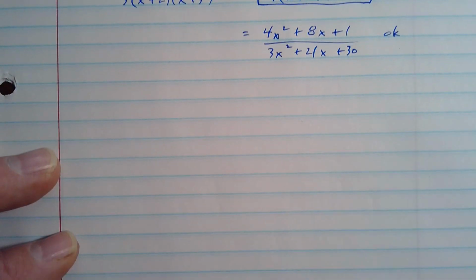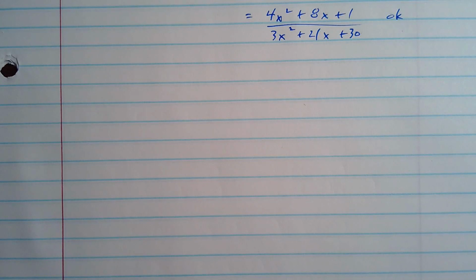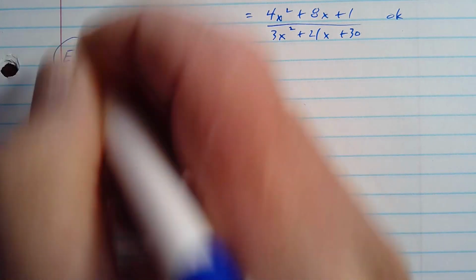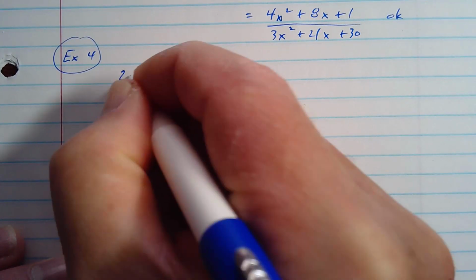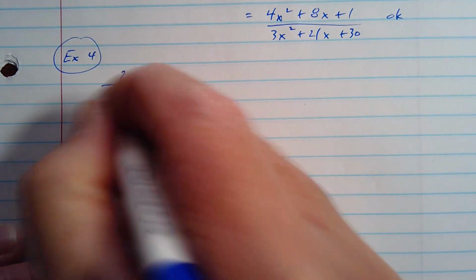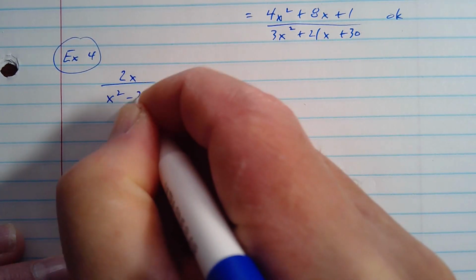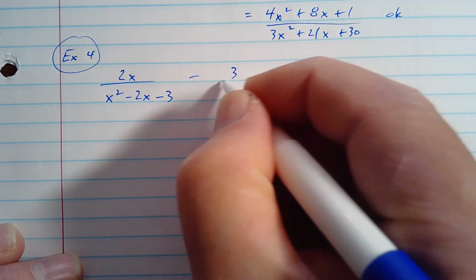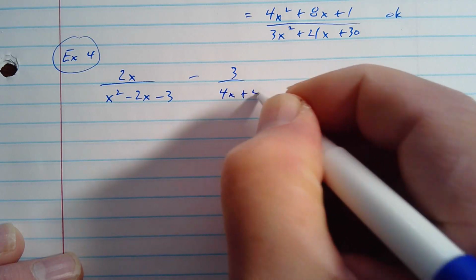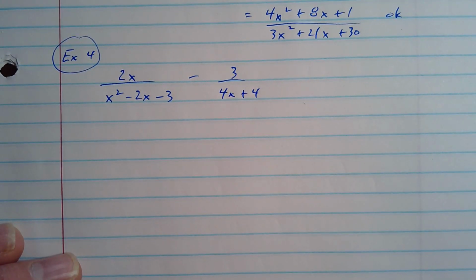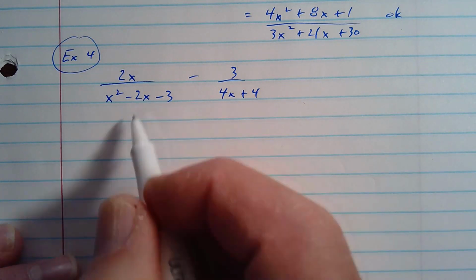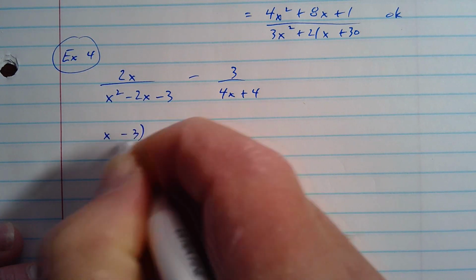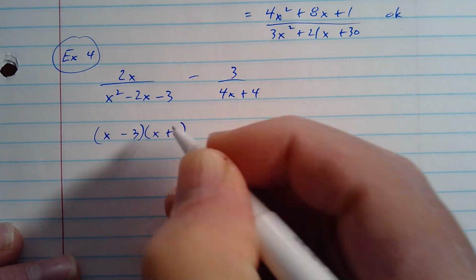Okay, last example of this type, dealing with the same idea but subtraction. So this would be an example 4 kind of problem. So they throw in a subtraction sign here. So I've got 2x all over an x squared minus 2x minus 3. And then I'm subtracting now a 3 over a 4x plus 4 for my second denominator. So again, the first thing, factor these denominators to figure out our LCD. So this is going to be x minus 3 and an x plus 1 when I do that factoring.